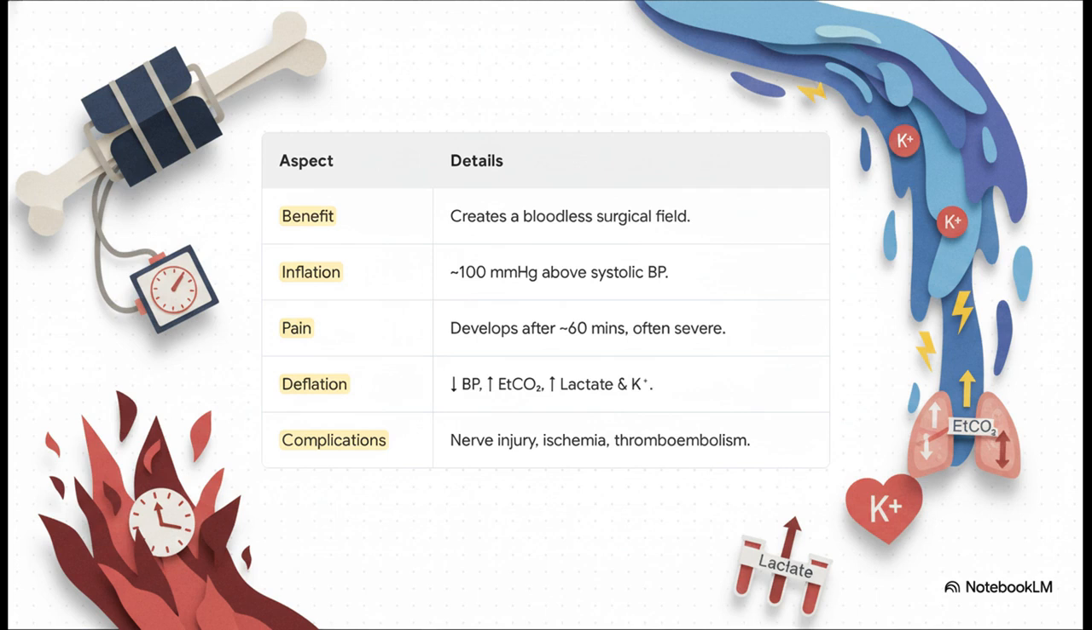But the most dramatic event by far is deflation. The moment that cuff goes down, a whole wave of cold, acidotic, hyperkalemic blood from the ischemic limb just washes into the central circulation. And this causes a sudden drop in blood pressure, CVP and core body temperature, and a corresponding spike in end-tidal CO2, serum lactate, and potassium. It's a predictable storm every single time, and we have to be ready for it.